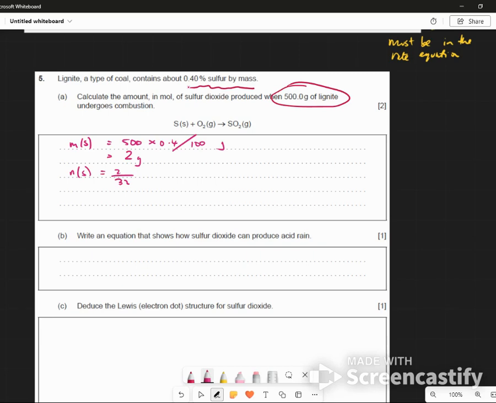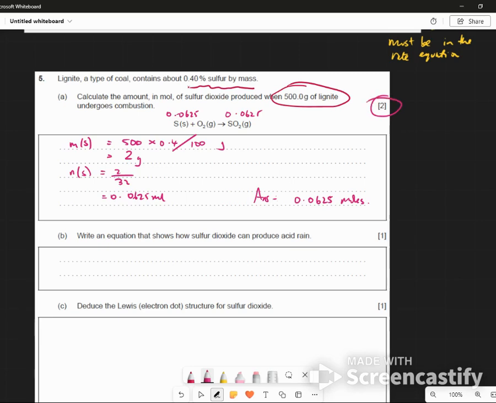So 2 divided by 32 is going to give me 0.0625 moles. Then I'm going to say, well, 0.0625 moles of sulfur is going to give me 0.0625 moles of sulfur dioxide, isn't it? And I think that's the answer. Answer is 0.0625 moles. Are we good? Everyone's good with that? That's an easy one, isn't it? I thought it was going to be harder.